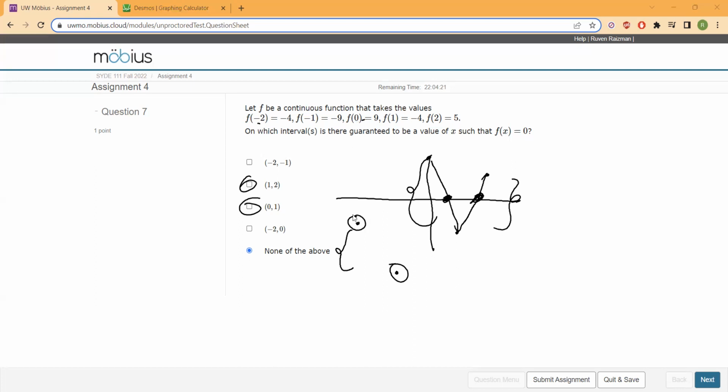Because here we know that we have to go from here to here. And so we know that this distance will be traveled. And again, that means we know we're crossing 0. So this one would also work. So we go 1, 2, 3, click next.